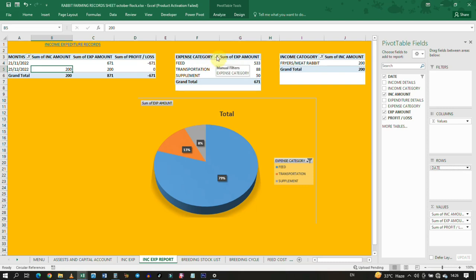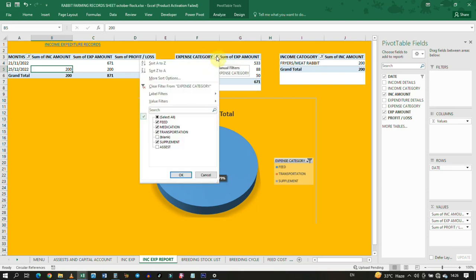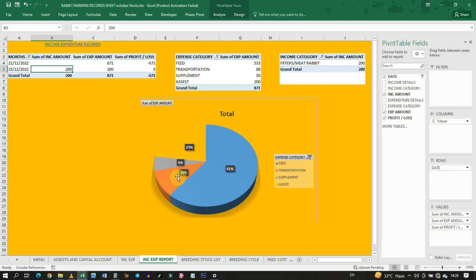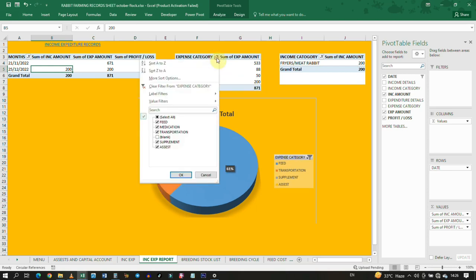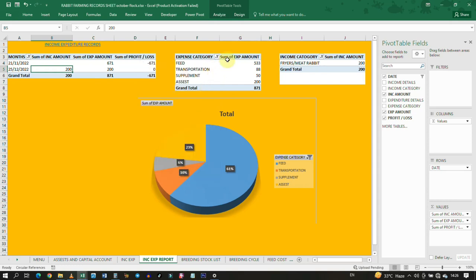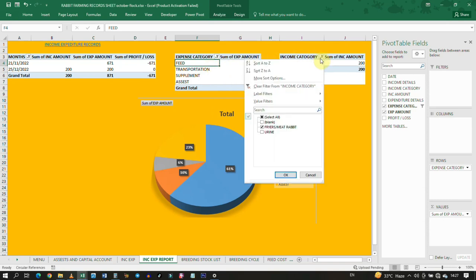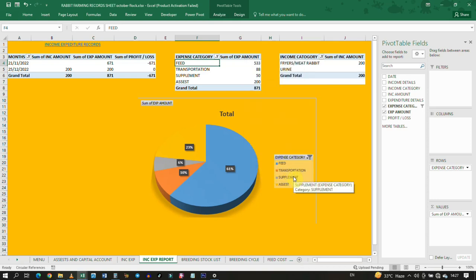So the expense category, if there are some particular categories that you've not yet included, you have to include it. You click here again and select. So that is it. Income categories. So you can see you added urine, so you can include it by 0 now, so nothing will appear. All right, ladies and gentlemen, that is it. And then income expenditure record, you can go back to the home.